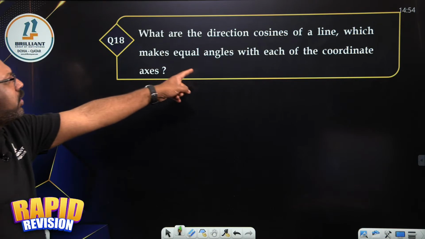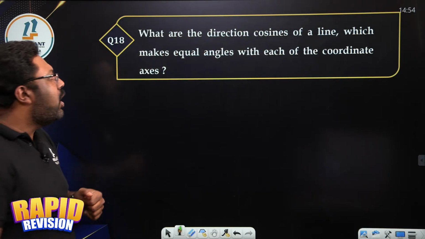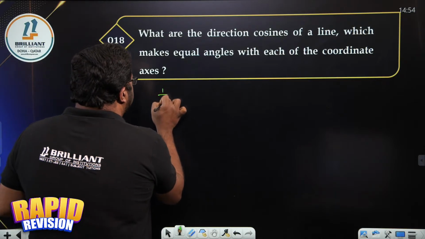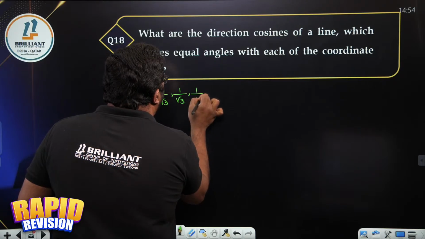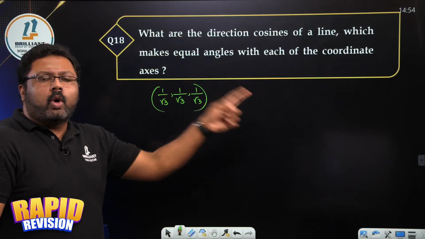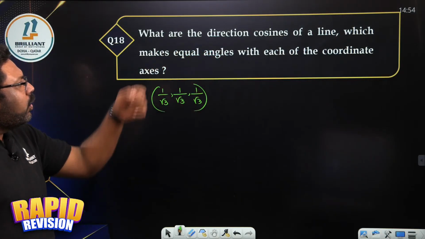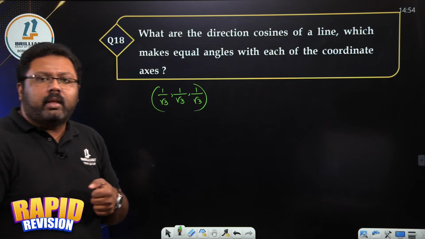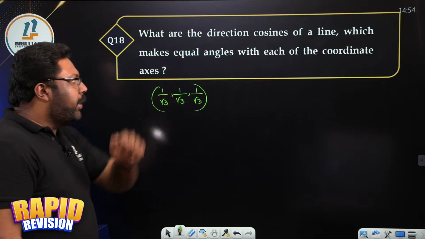Again, this was done in MCQ. The direction cosines of a line which makes equal angles with the coordinate axis. It's 1 mark question, not 2 mark. If you want, you can learn it by heart, or you can just go to the MCQ section for watching this again on what is the direction cosines of a line which makes equal angles with each of the axes. 1 by root 3, 1 by root 3, 1 by root 3.